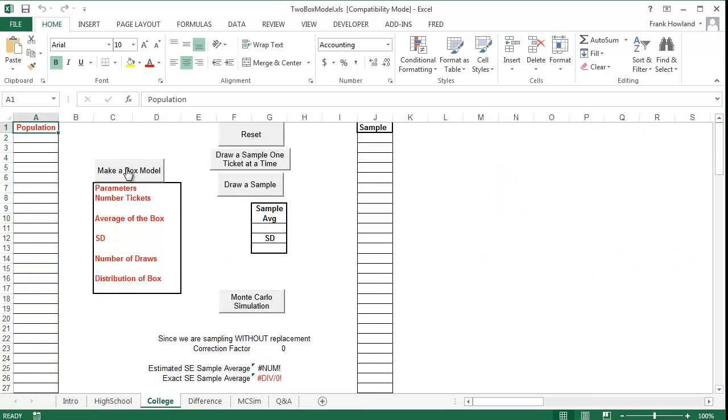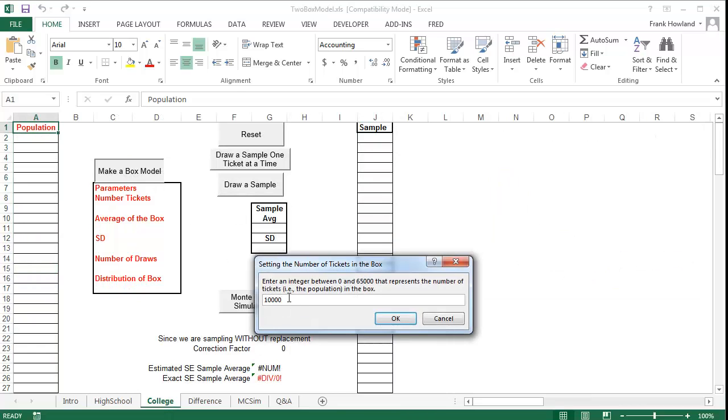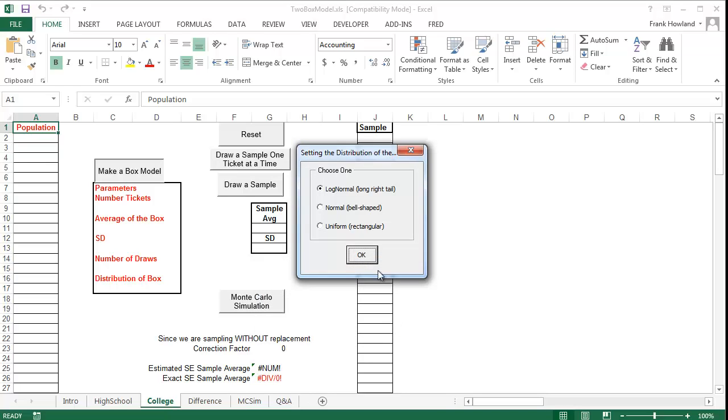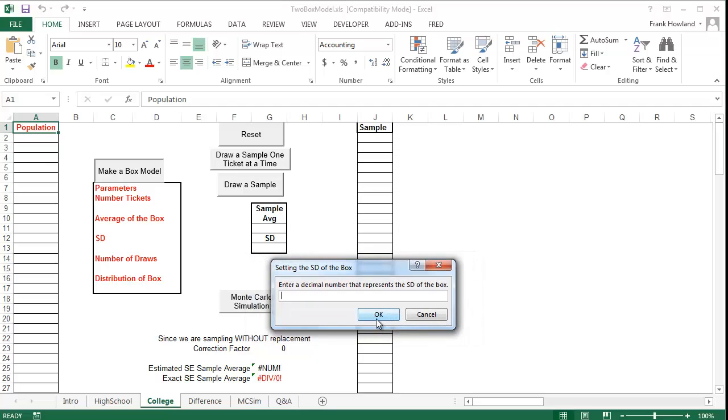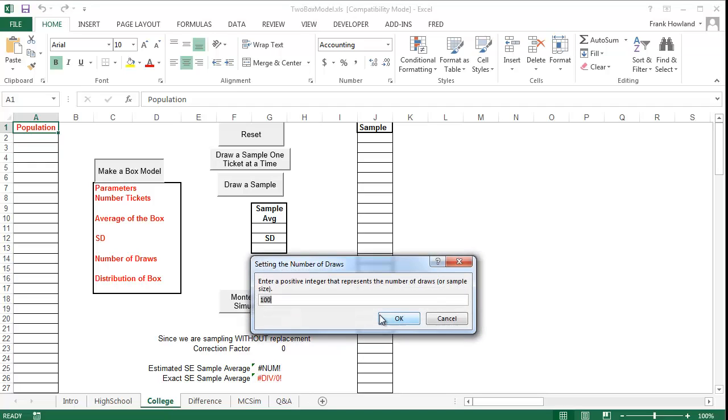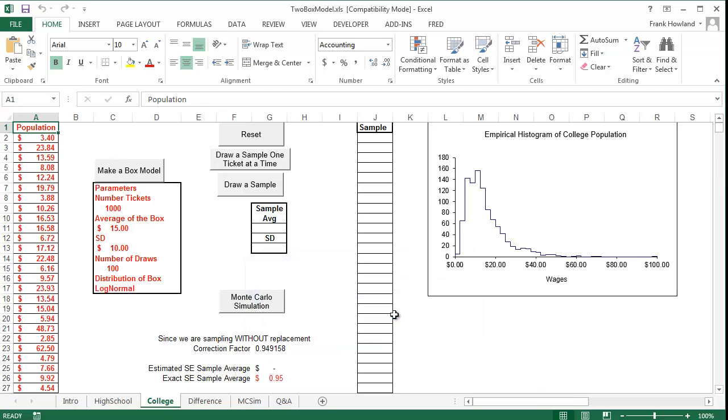For the college, let's make a box model. And again, we'll have, let's say, 1,000 college educated people in our sample. And we'll do a log normal distribution once again. We'll pick an average wage of 15, an SD of 10. There's more spread among college educated people. And we'll draw sample sizes of 100. So here's our college picture.